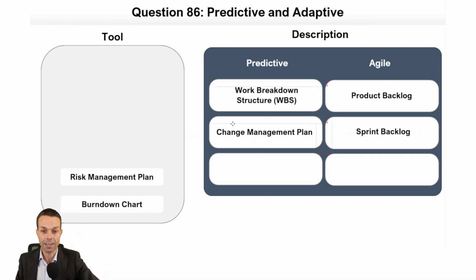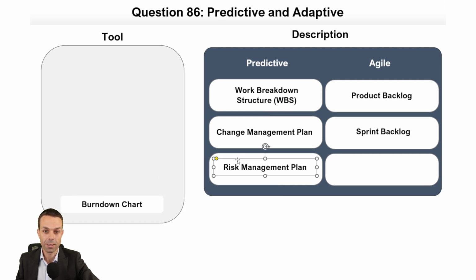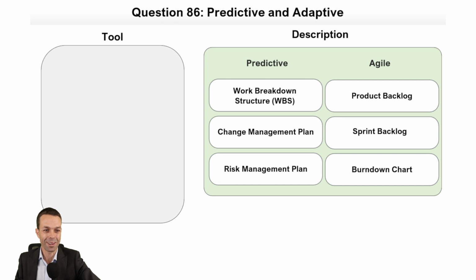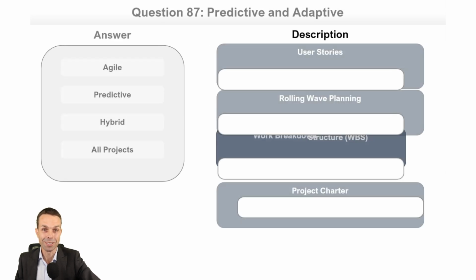Change management plan, that's going to be in predictive. And risk management plan, that's going to be in predictive. Burn down chart is what we're going to use in Agile. So let's quickly check those ones. Wonderful stuff. All right, that has come through. How did you guys go with that one? I like those ones. They're not too difficult.